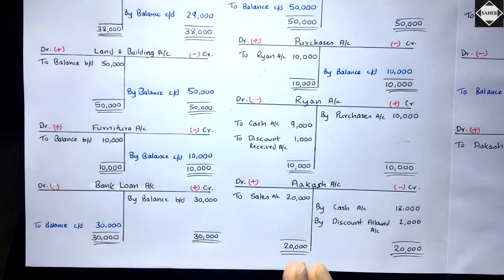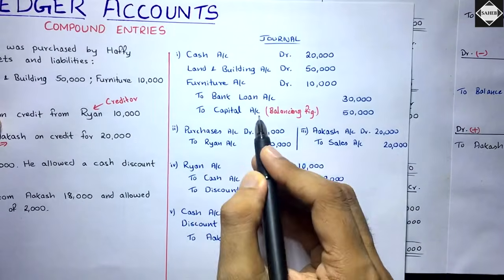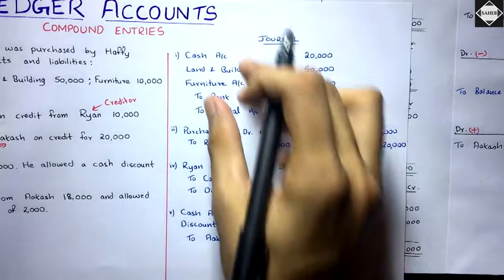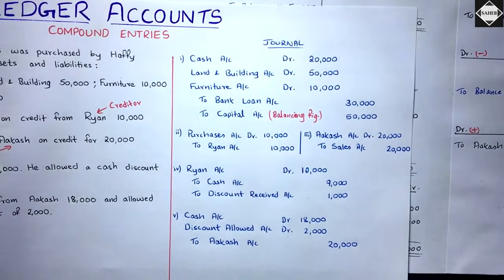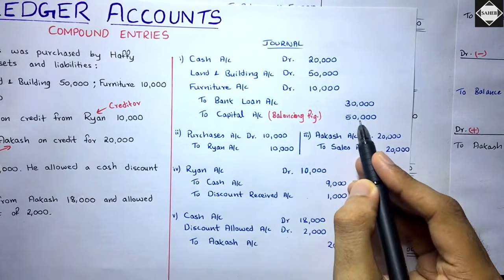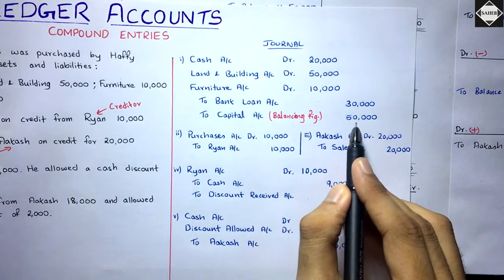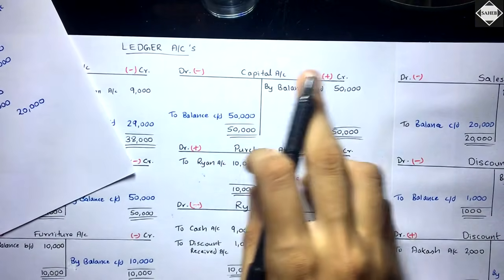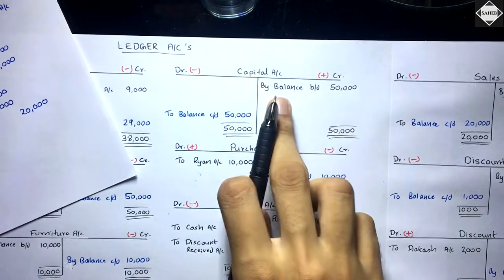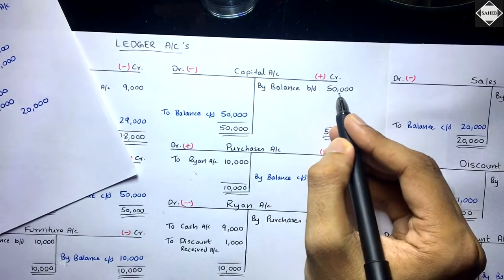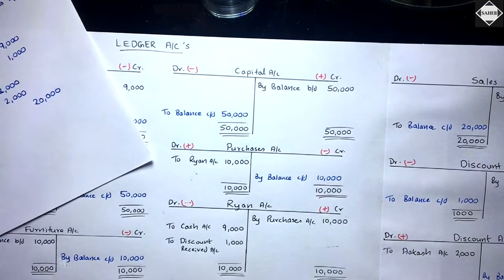Next you have capital. See here, the capital account is actually the balancing figure. It's not like it was already there. No, it's just the balancing figure. I have already explained to you: asset equals liability plus capital. So that's the balancing figure, 50,000. So capital account has been credited by 50,000. You have to go to the capital account. The capital account has been credited by 50,000 because it was already there. So the opening balance you take by balance brought down 50,000. Did you understand till here?